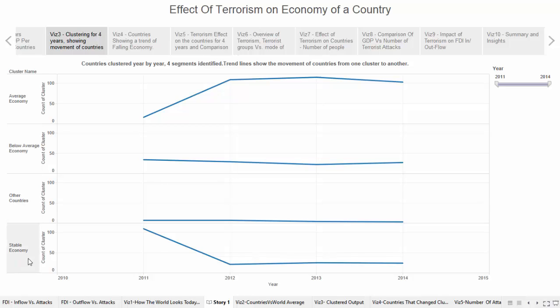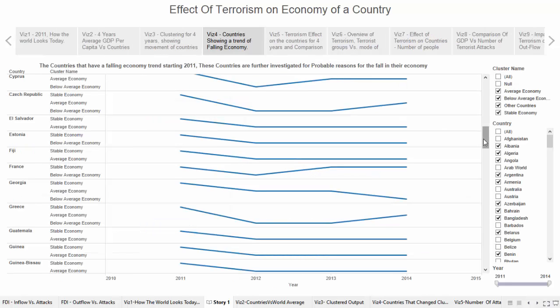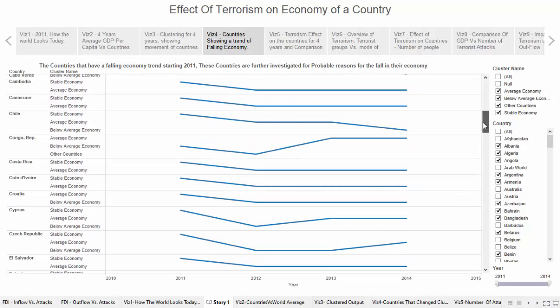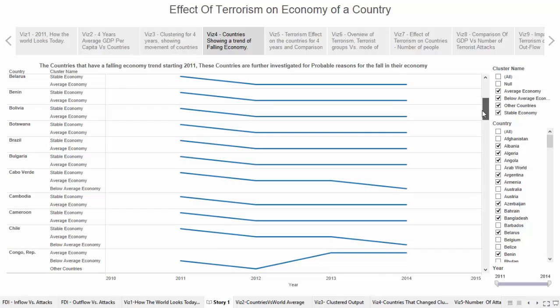From this visualization, we can see that there is a decreasing trend in the stable economy from 2011 to 2012, and in the same year there has been an increasing trend in the average economy. Also for 2013 to 2014, we can see that the number of countries has decreased for average economy, and there has been an increase in the number of countries for below average economy. This visualization basically shows all those countries which have a falling economy trend starting from 2011.